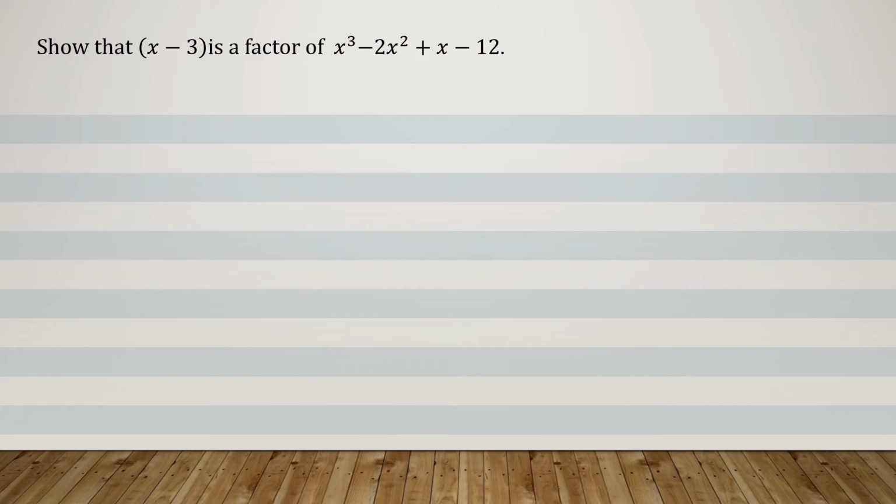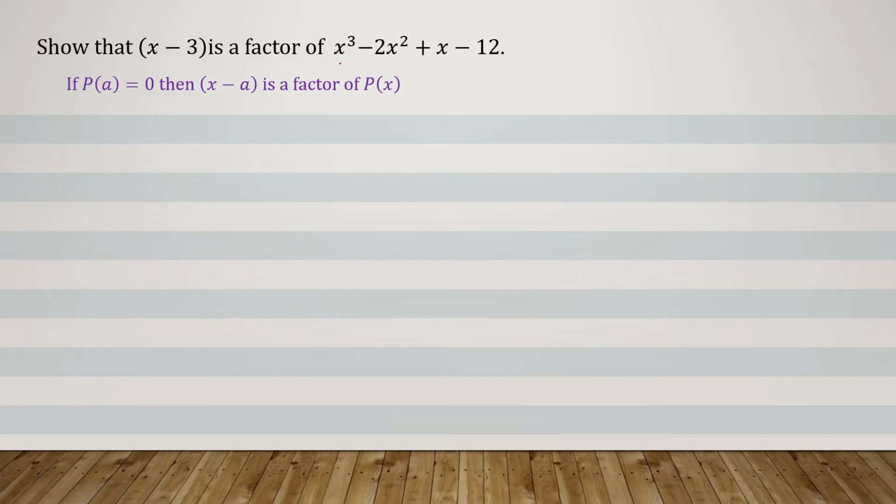In this question, we want to show that x minus 3 is a factor of x cubed minus 2x squared plus x minus 12. We could do this by polynomial division, but it's quite time consuming. So instead, we'll use the factor theorem. The factor theorem states that if P(a) equals 0, then x minus a is a factor of the polynomial.